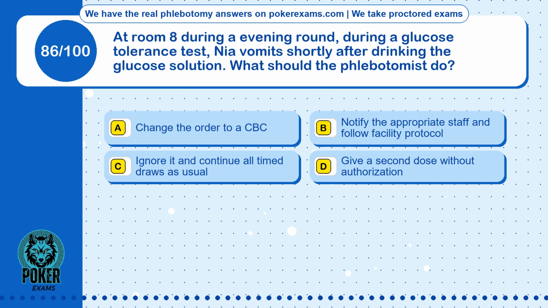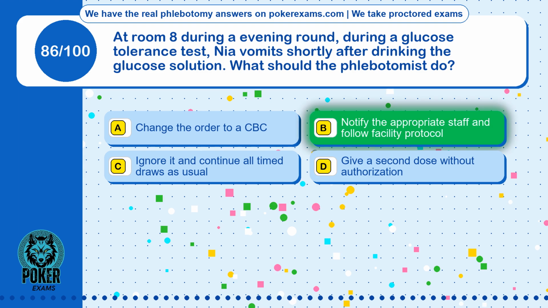Question 86. At room 8 during an evening round, during a glucose tolerance test, Nia vomits shortly after drinking the glucose solution. What should the phlebotomist do? Option A. Change the order to a CBC. Option B. Notify the appropriate staff and follow facility protocol. Option C. Ignore it and continue all timed draws as usual. Option D. Give a second dose without authorization.